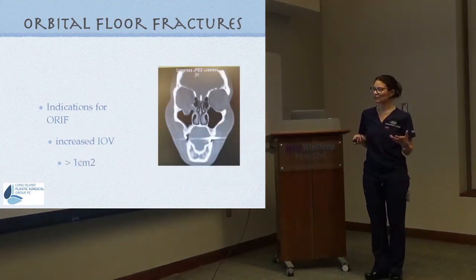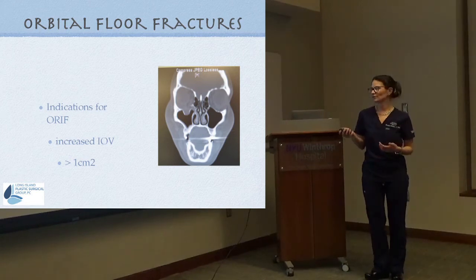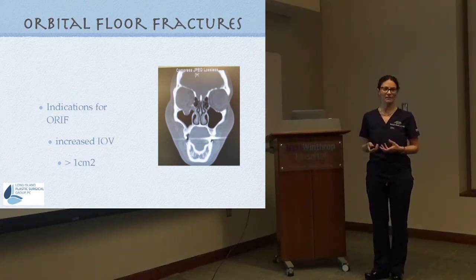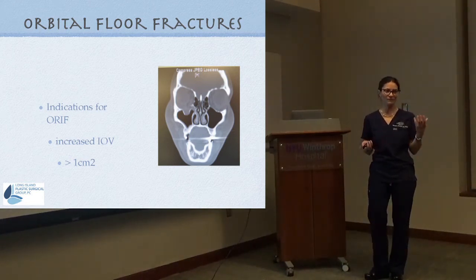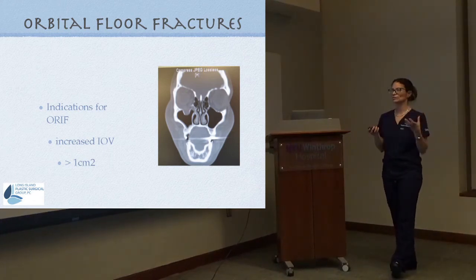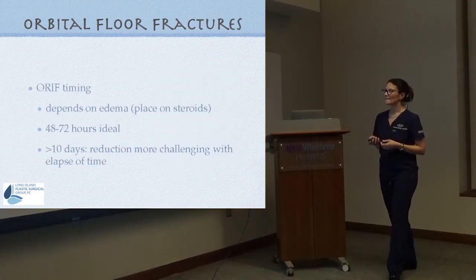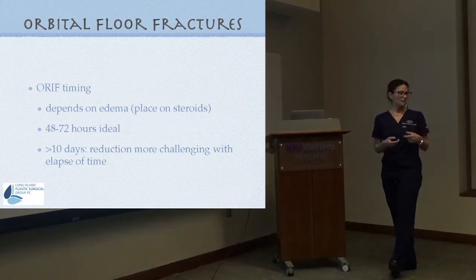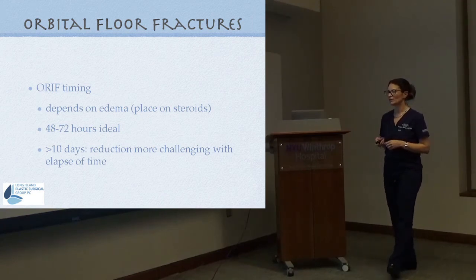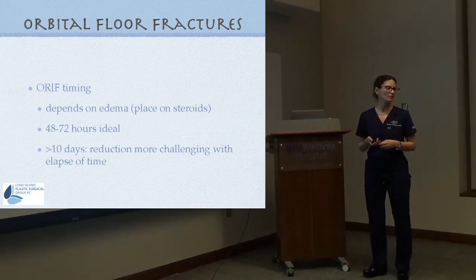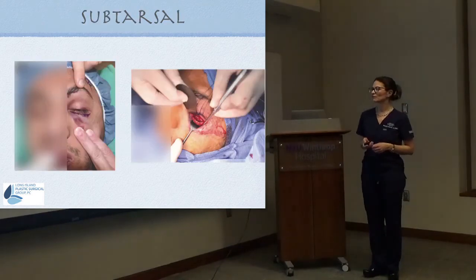And again, indications for open reduction internal fixation are the size of the fracture, the amount of displacement. Again, you're not going to see the dystopia or the enophthalmos because they're so swollen and it masks that. Timing, I really like within 3 days. I immediately put them on steroids to help decrease the swelling acutely so I can repair it at 72 hours. And then it really gets challenging after 10 days because everything heals in the wrong place.